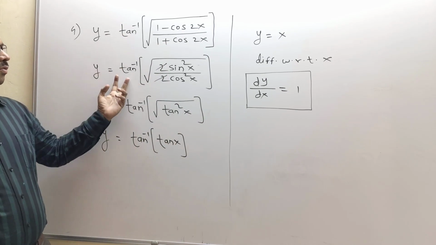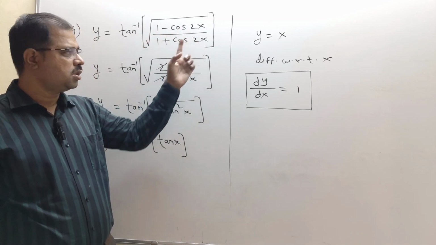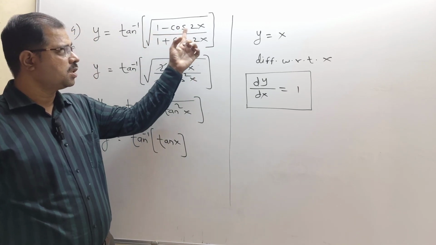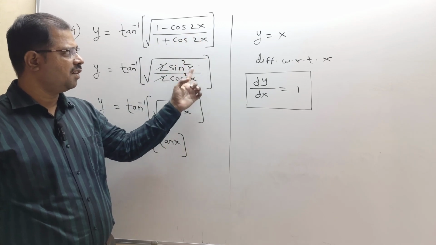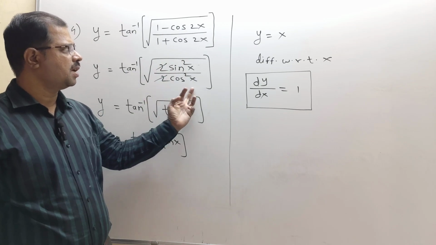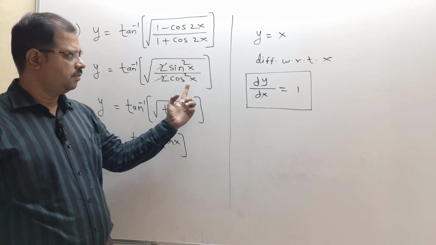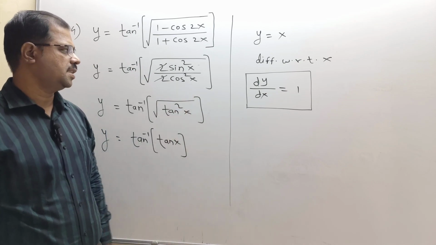y is equal to tan inverse of root of, we know that 1 minus cos of an angle is 2 sine square of half the angle. So 1 minus cos 2x is 2 sine square x. And 1 plus cos of an angle is 2 cos square of half the angle, so 1 plus cos 2x is 2 cos square x, half of 2x being x.